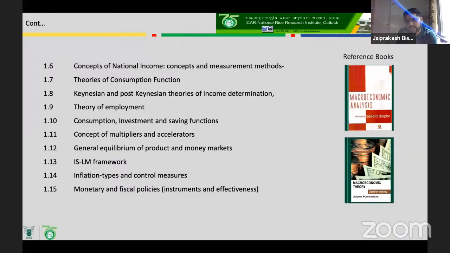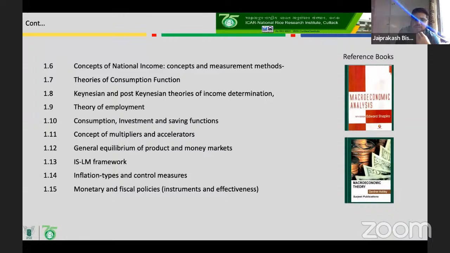But I would suggest you can follow Gardner Ackley or Edward Shapiro. In macroeconomic theory, there are very limited topics, and once you are thorough with all these topics, there is 100% surety that you will get around full marks, because they are very simple topics, like inflation.